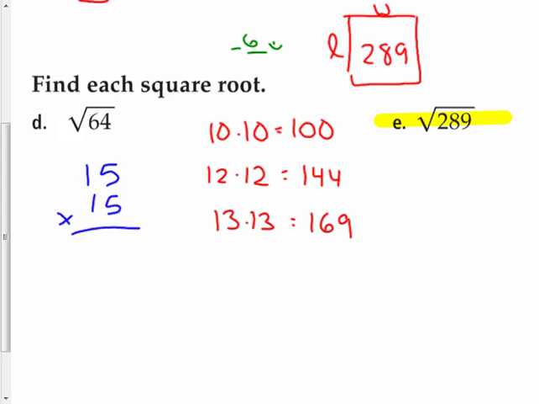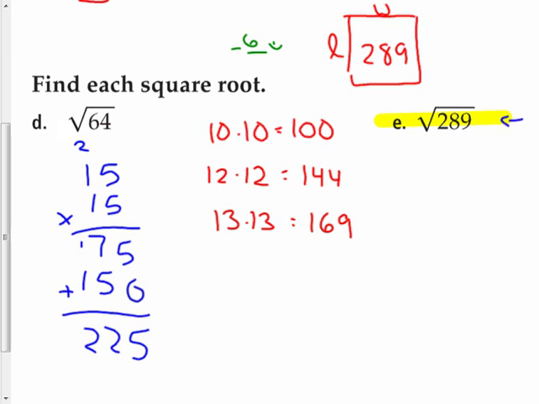Okay, 5 times 5 is 25. 1 times 5 is 5, plus the 2 is 7. Okay, I'll drop my 0 and do 5 times 1 is 5. 1 times 1 is 1. And add those columns together. I get 225, which is the square of 15. I'm still not high enough because I need to get to 289.